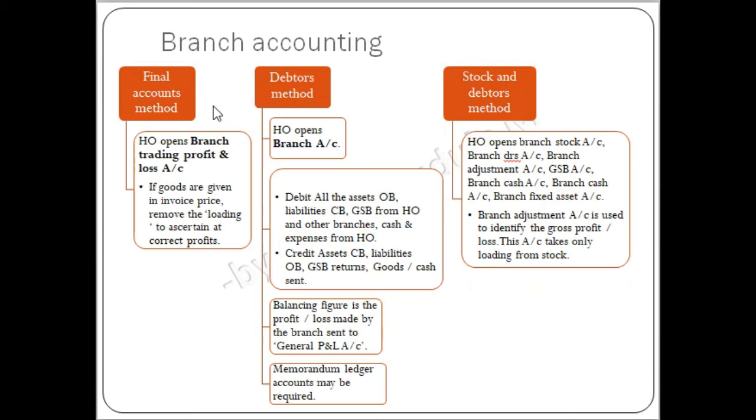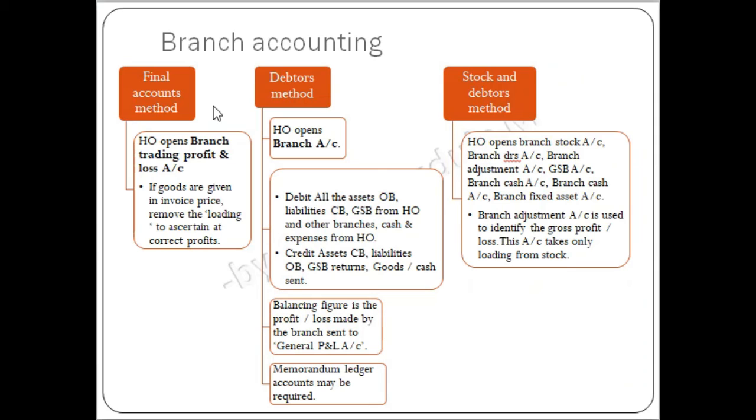One point that students should remember is if goods are given at invoice price, then remove the loading to ascertain the correct profits. There could be transfers between branches. Second method is the debtors method. Under the debtors method, the head office opens another account called branch account.